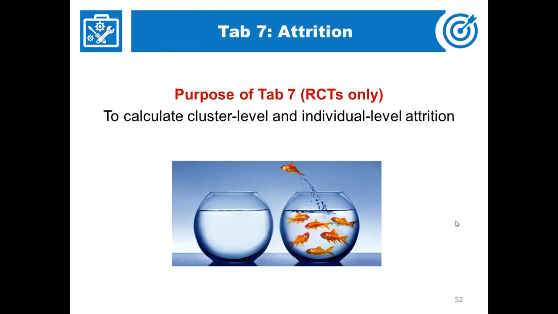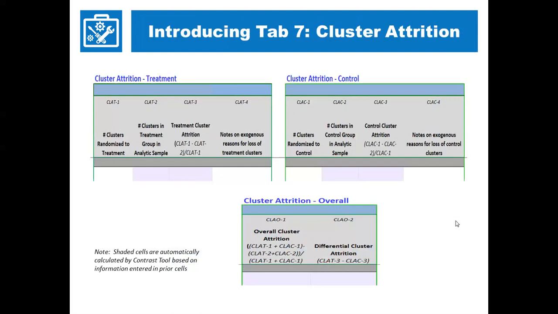Okay, tab 7 is used for reporting sample sizes at the individual and cluster levels for the purpose of calculating attrition. This is what tab 7 looks like before you enter information. Like all the reporting tabs, it has one row for each contrast, and then additional columns for reporting the necessary sample size information to calculate attrition. I want to point out that there are a set of columns for reporting cluster sample sizes, which are shown here. And there are also a parallel set of columns for reporting individual sample sizes.